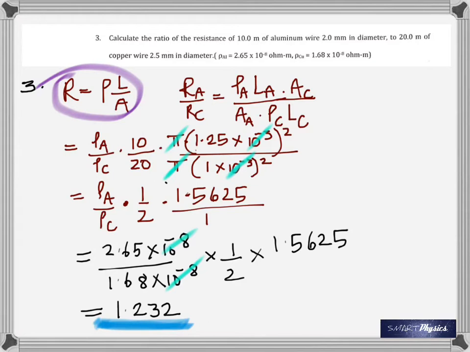Okay, after you get the answer, answer this question, please. Which one has a bigger resistance, aluminum or copper, in this case?